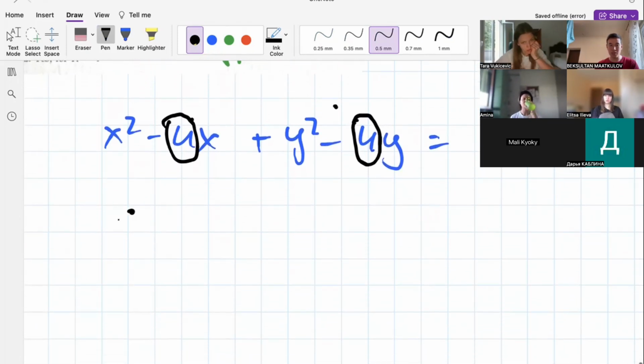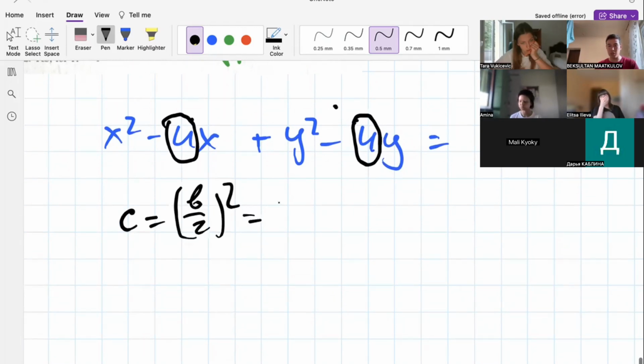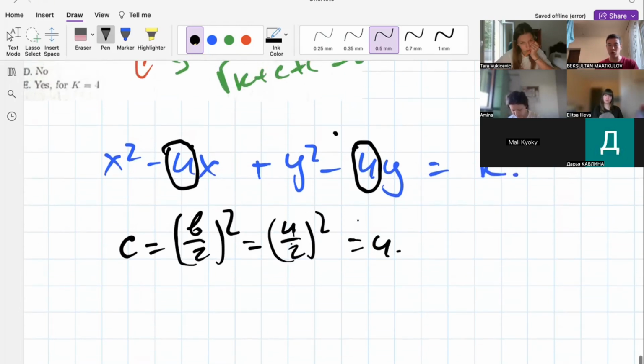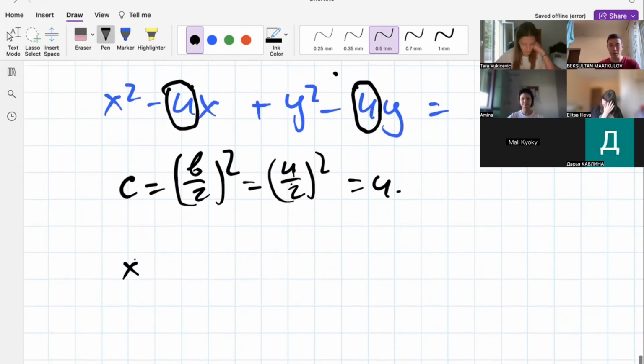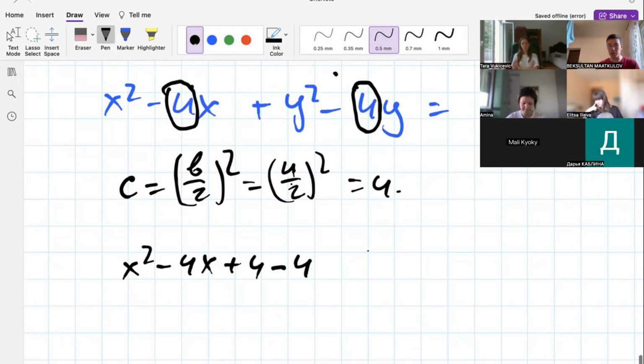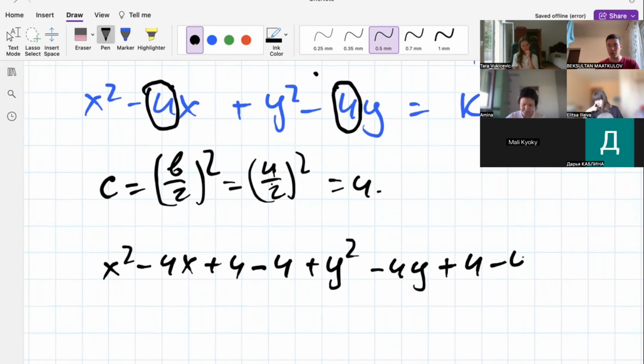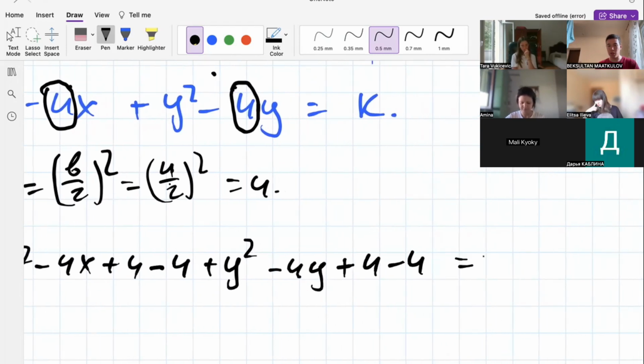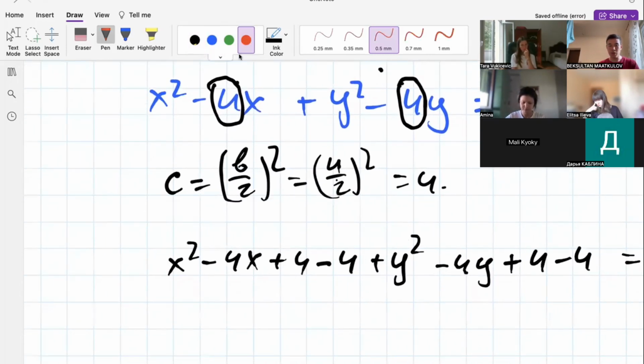And what is c? c in this case is the same as b divided by 2, squared. So in this case, it will be 4 divided by 2, squared. 4 divided by 2 is 2. 2 squared is 4. So I figured out what number I should add. So it will be x squared minus 4x plus 4. And don't forget to subtract 4. Then you have y squared minus 4y plus 4, and then minus 4 is equal to k. Okay, now you have to group it.